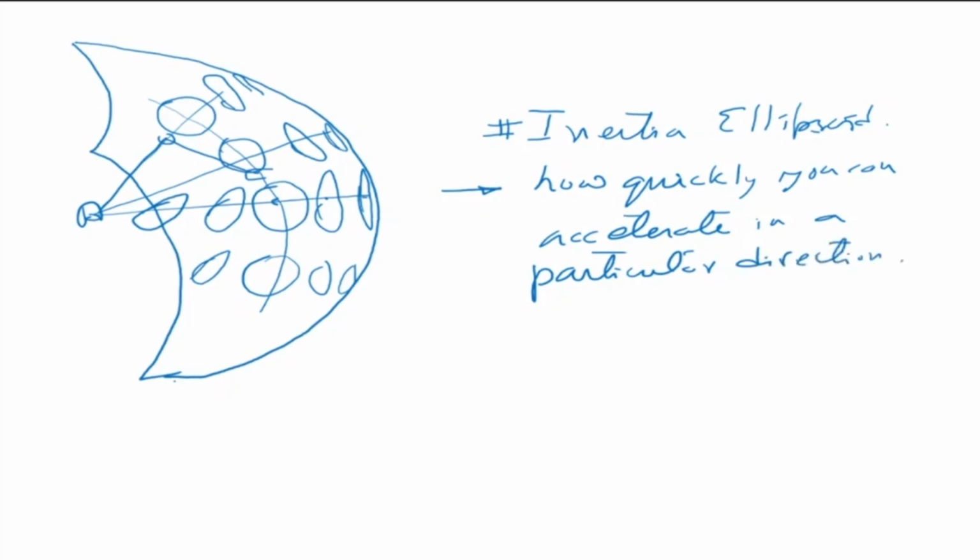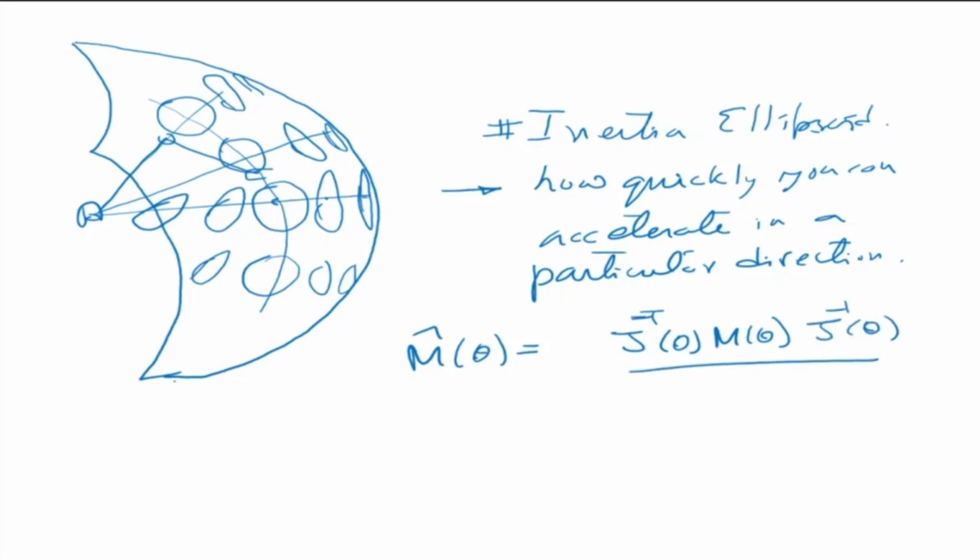Okay, now this obviously depends on the mass, this is more a dynamic parameter. So this basically is defined as M(θ) = J^{-1}(θ)^T M(θ) J^{-1}(θ). Okay, so this basically gives us an indicator of how quickly you can move in a particular direction, or how quickly you can accelerate, and it depends on the mass matrix.